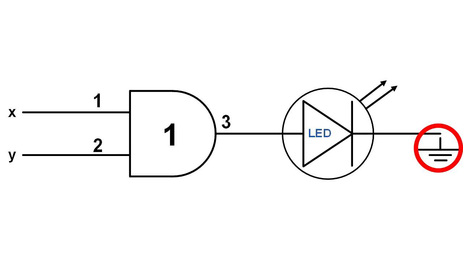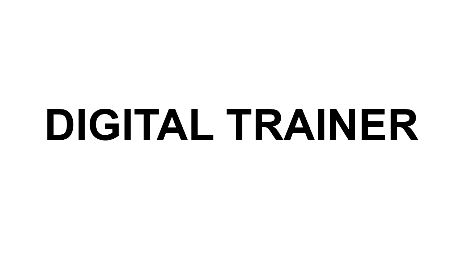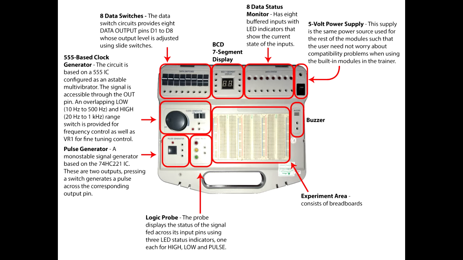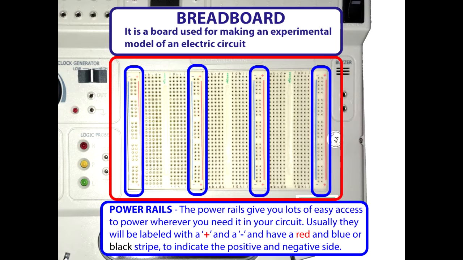Now, we must familiarize ourselves with the digital trainer. These are the parts of the digital trainer. In this demonstration, we will mostly be using the experiment area along with the power switch. The experiment area consists of breadboards. It is a board for making an experimental model of an electronic circuit. Here are the parts of the breadboard.